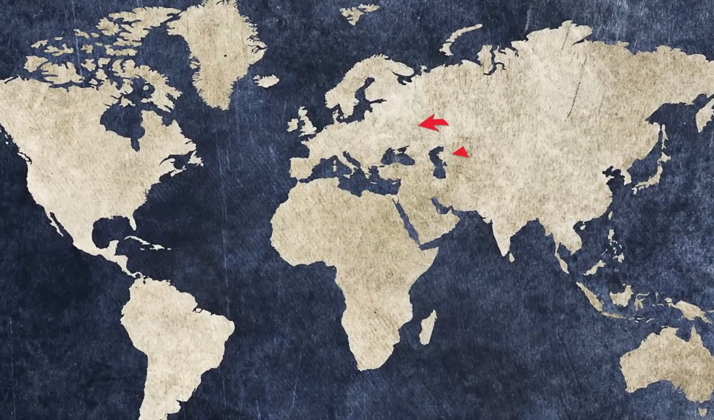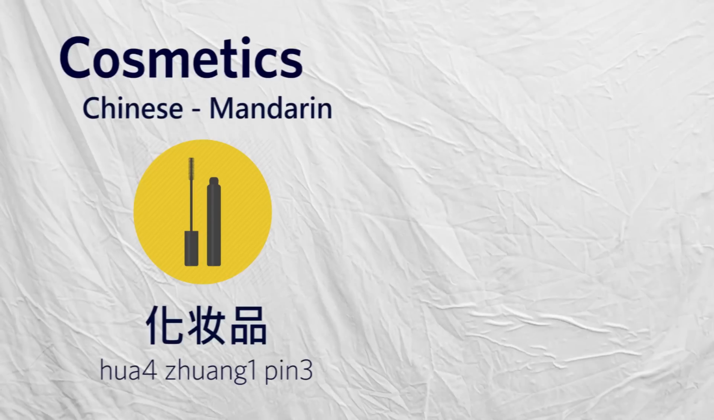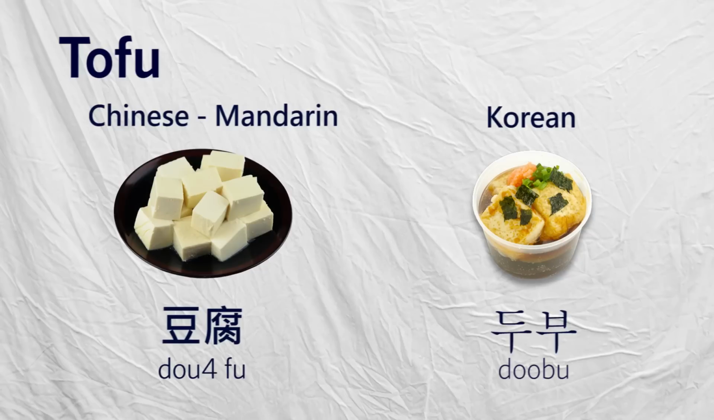Sure, what we've seen here is something called borrowing. This means that these words originated in one language and was borrowed for use in another language. For example, black bean noodles is originally from Mandarin jjajangmyeon and adapted into Korean 짜장면 without change in meaning and essentially no change in pronunciation. The same thing is the case for cosmetics with 化妆品 and 화장품. For tofu, which is tofu, and Tupu, there is a slight difference.